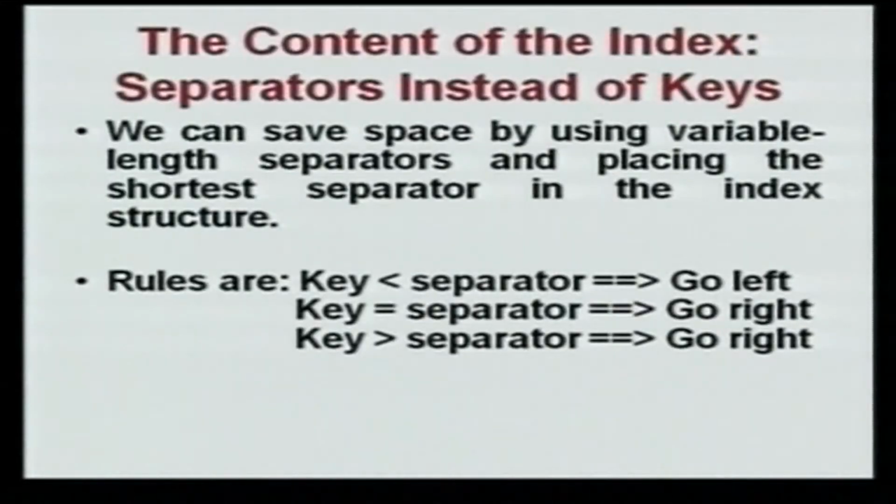What we need essentially is that I must know the separators between blocks, and so I am going to use a minimum separation, the minimum data that I need to know the difference or separation between the two blocks. So, the rules are: if the key is less than the separator, you go to the left; if the key is equal to the separator, you go right; and if the key is greater than the separator, also go right. I will explain this a little bit further as we go along.